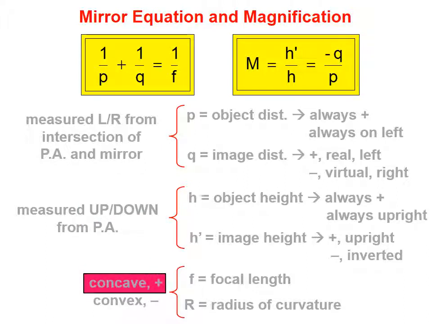Possibly the most important thing to remember when you're using these equations is if you have a concave mirror, the focal length is positive. If you have a convex mirror, the focal length is negative.